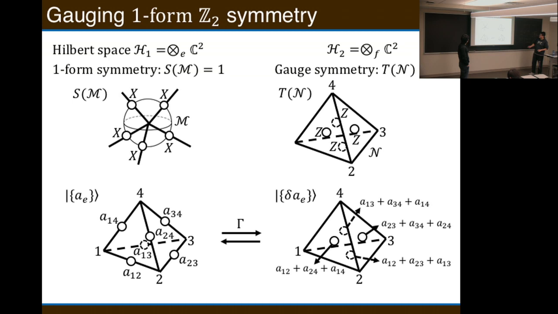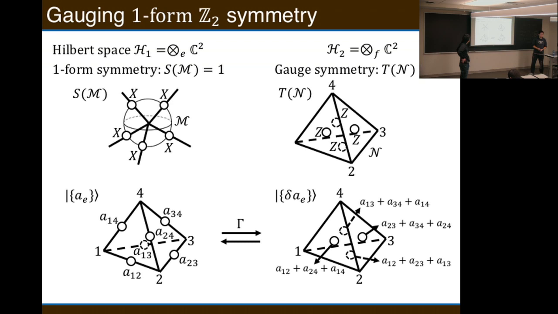On the left hand side, the Hilbert space H1 is generated by the spin on each link and satisfies this symmetry, which is called a one-form symmetry. This space is dual to the right hand side, where we have a spin on each face, and they satisfy the gauge constraint: the product of V around a tetrahedron equals 1. So these two subspaces are dual to each other by so-called gauging one-form symmetry, or ungauging one-form symmetry.